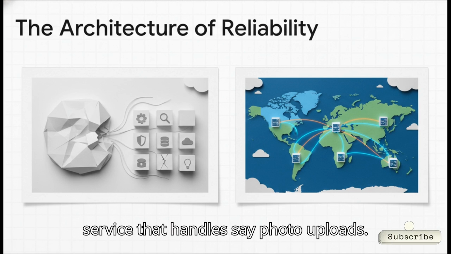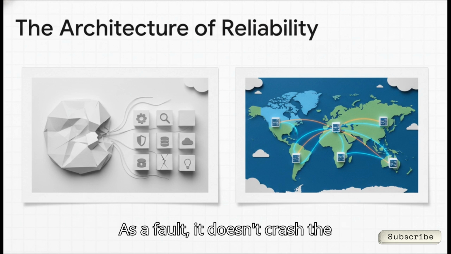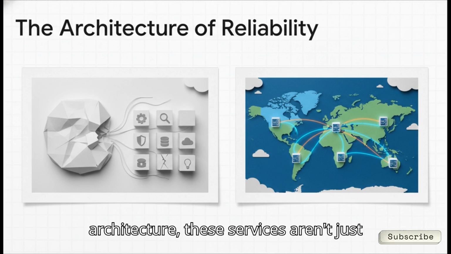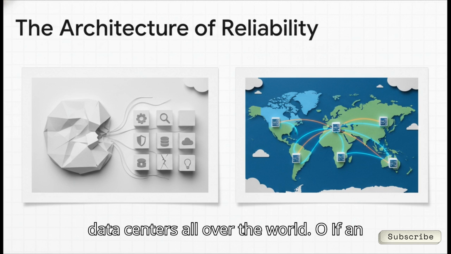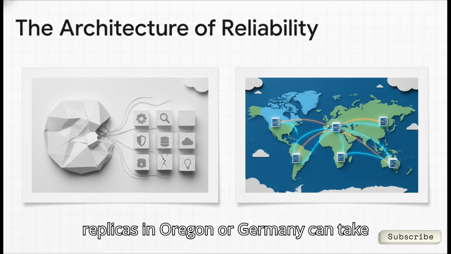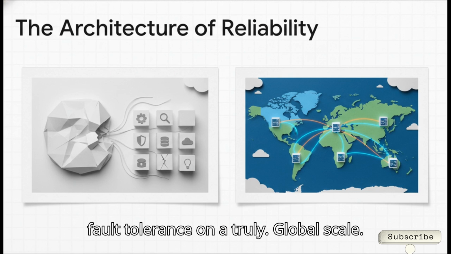So if the service that handles, say, photo uploads has a fault, it doesn't crash the messaging service. The fault is contained. And with distributed cloud architecture, these services aren't just in one building. They're replicated in data centers all over the world. So if an entire data center in Ohio goes down, the replicas in Oregon or Germany can take over without skipping a beat. This is fault tolerance on a truly global scale.